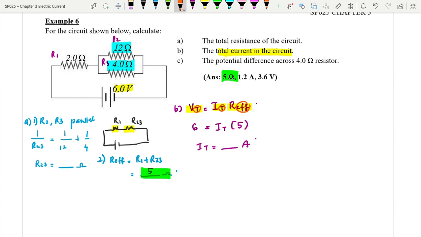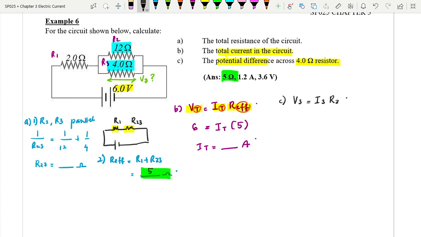Last question is potential difference across 4 ohms resistor. So, kita perlukan potential difference dekat sini. So, V3. Okay, usually step yang kita akan buat, step dia sama sahaja. Kalau kita start dengan V3, kita akan terdapatkan I3 dan R3. Okay, R3 kita dah memang ada 4 ohms, tapi problemnya kita tak ada I3. Okay, kita belum lagi ada I3.